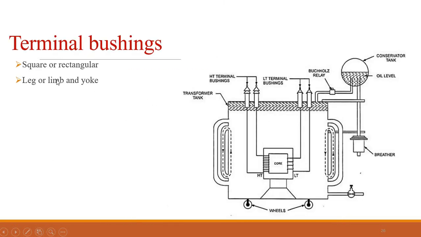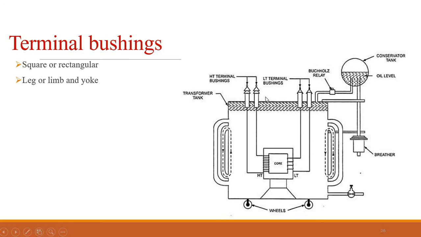Now terminals and bushing. Square or rectangular, then legs or limb or yoke. So we can see here the terminal bushings. These terminal bushings are over here. This is the core, this is the winding. LV winding, its terminals are connected with the LT terminal bushing. HV winding is connected with the HV terminal bushing.